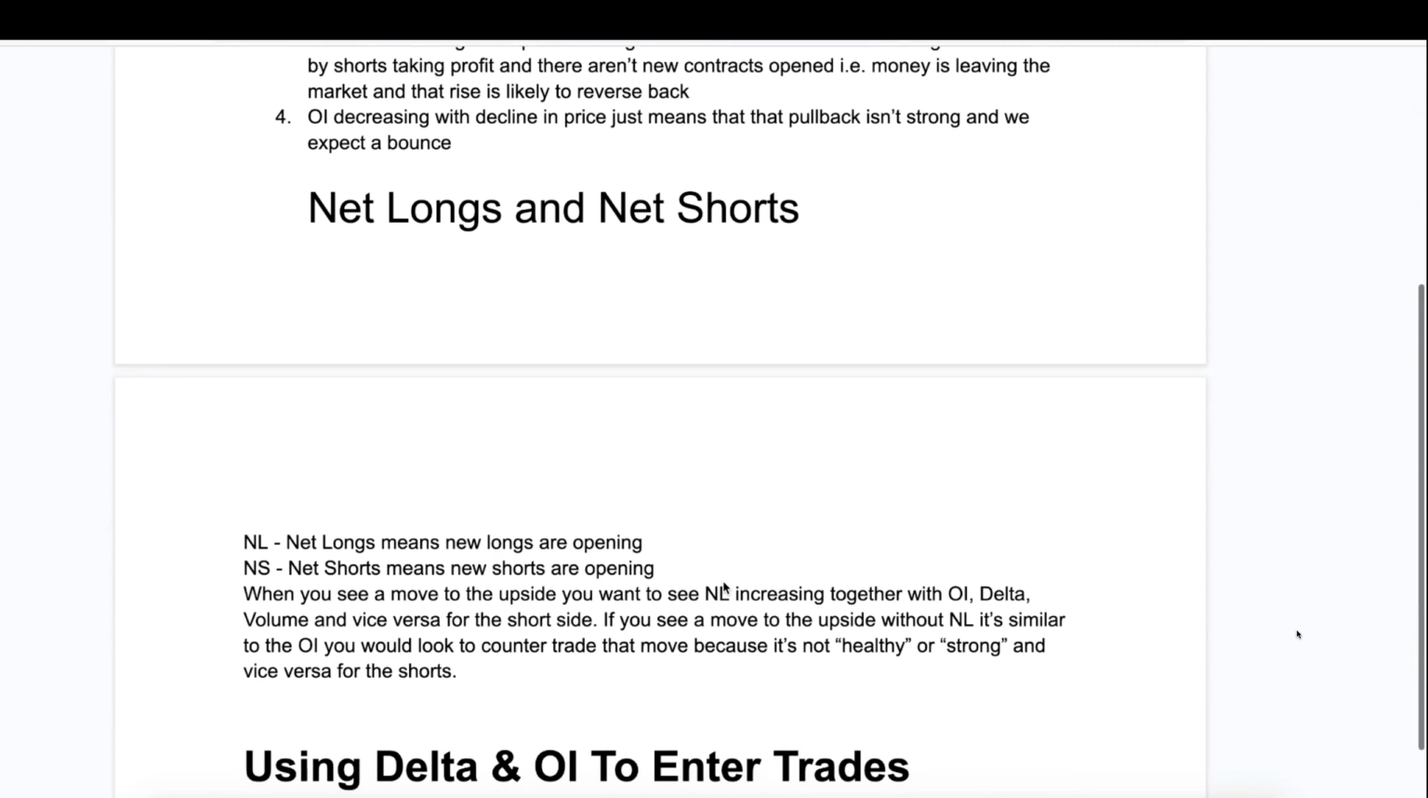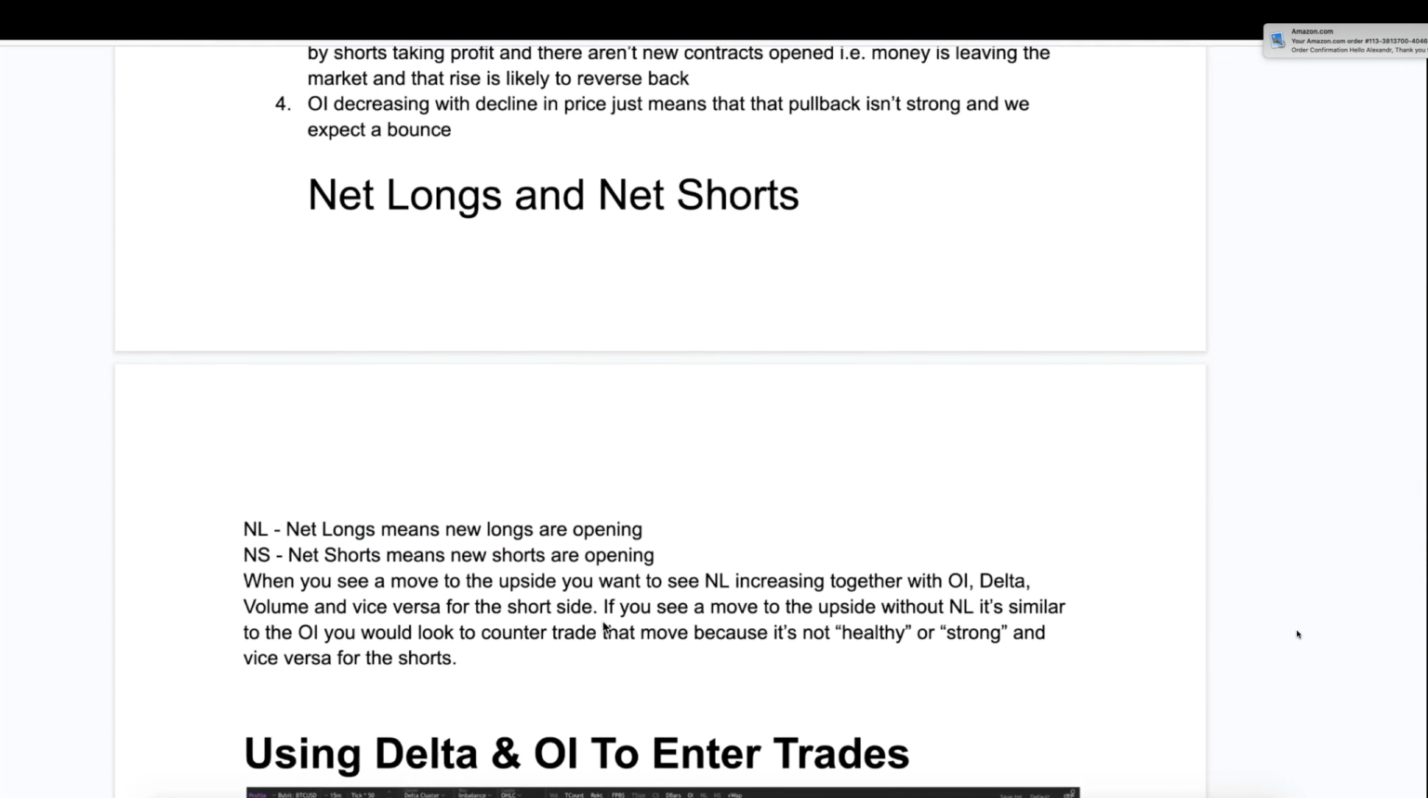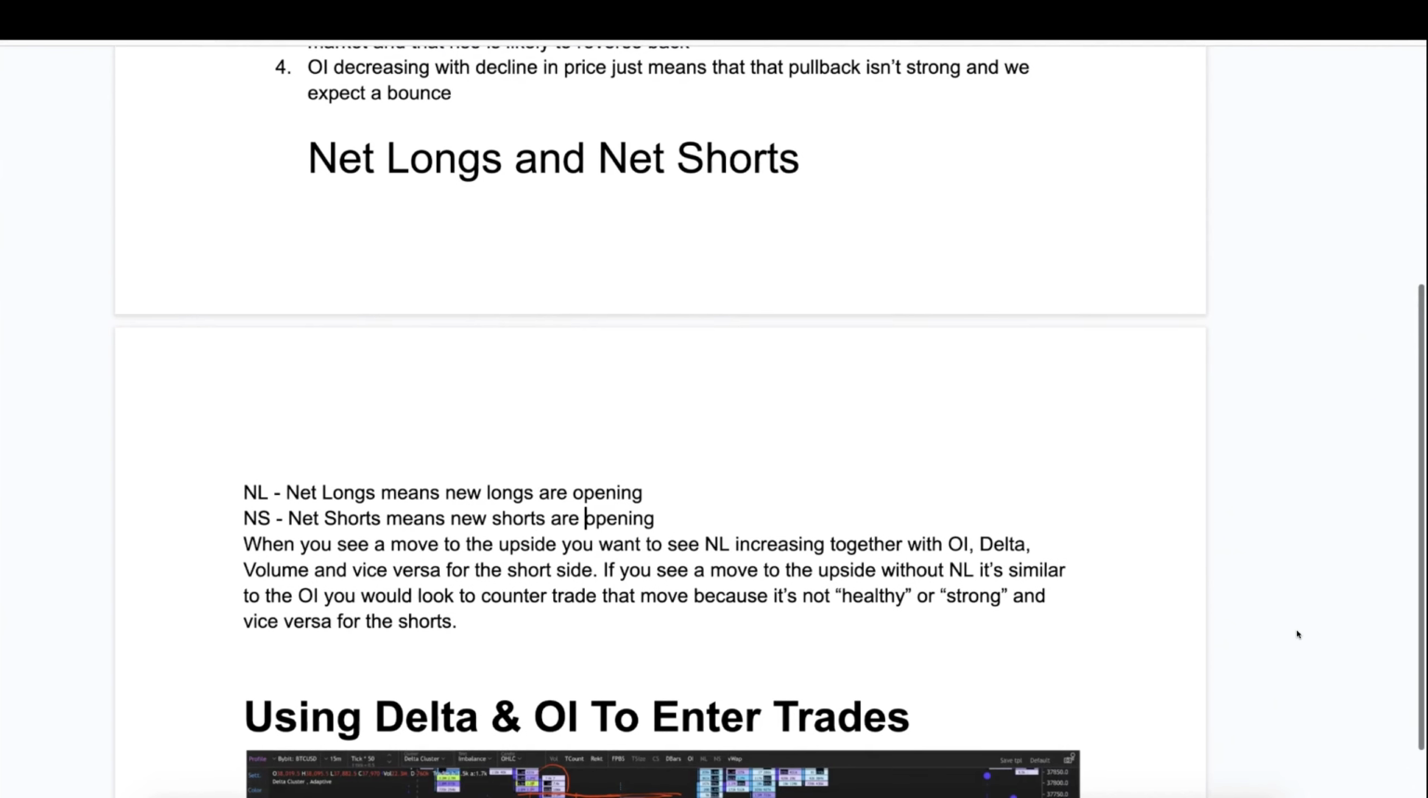Okay, net longs and net shorts. Net longs means new longs are opening. Net shorts means new shorts are opening. When you see a move to the upside, you want to see the net longs increasing together with open interest and delta. And if you see a move to the downside, in order for that move to be substantiated, you want to see net shorts opening up, and you want to see an increase in open interest for that to be a strong move to the downside, okay?